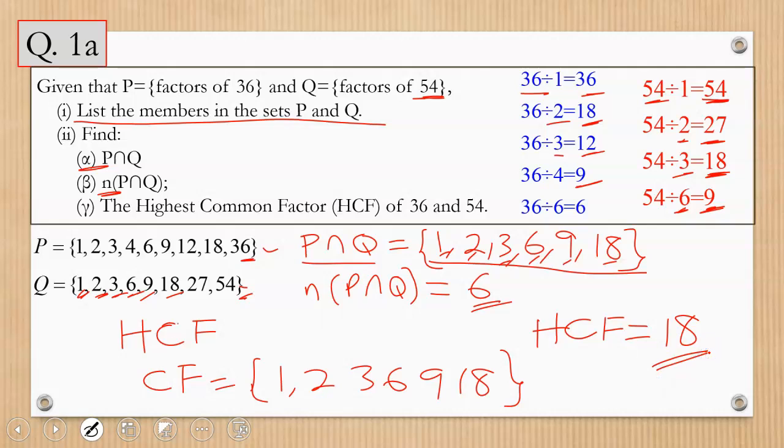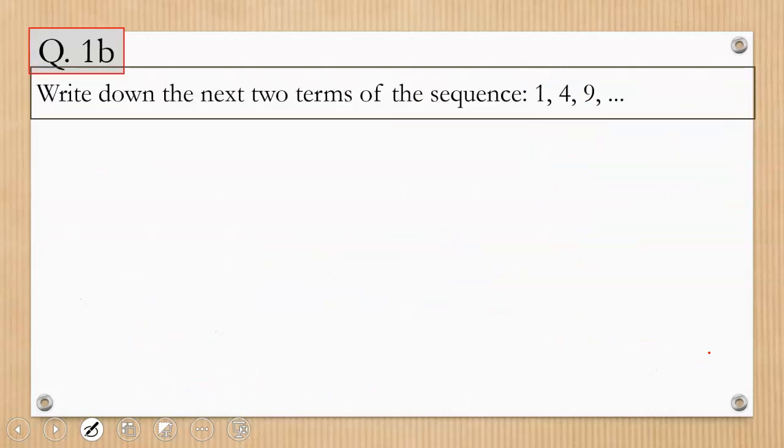And so that answers the question. So all the questions, yes, this is how we are going to present to get our full answer. Let's look at question number B. The B says write down the next two terms of the sequence 1, 4, 9. What will be the next term? So we have to generate the pattern that follows this.